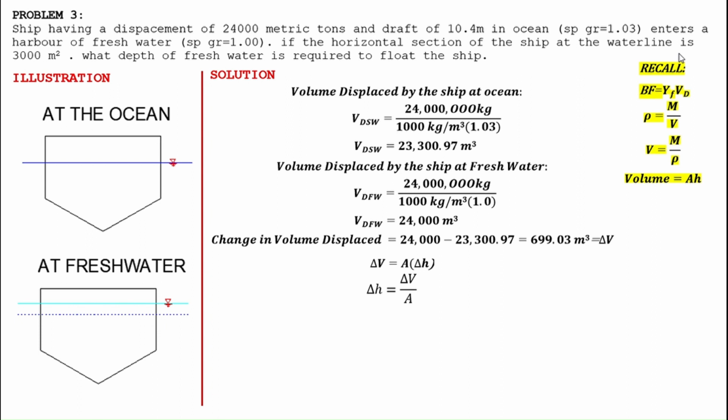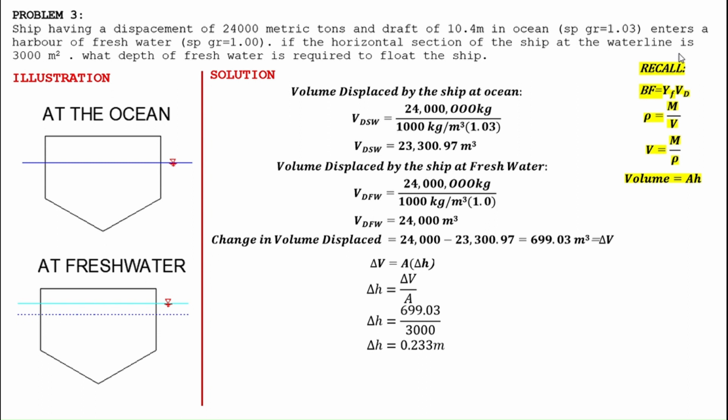Now from the problem, we were given that the area is equal to 3,000 square meters. Substituting it into our working equation, we get change in draft is equal to 699.03 cubic meters divided by 3,000 square meters. Change in draft is therefore equal to 0.233 meter.